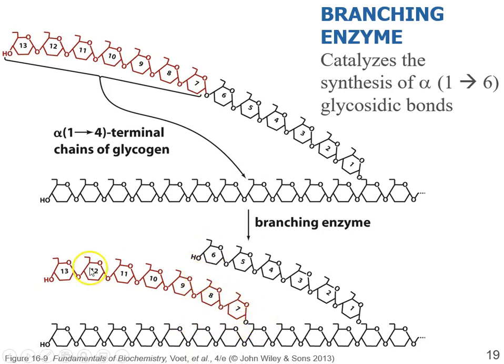So now we have 1, 2, 3 non-reducing ends, so we can have 3 copies of glycogen synthase adding on the glucoses to make it longer and longer. And as soon as they get a little longer, then the branching enzyme will come and snip some of that off and add another branch.